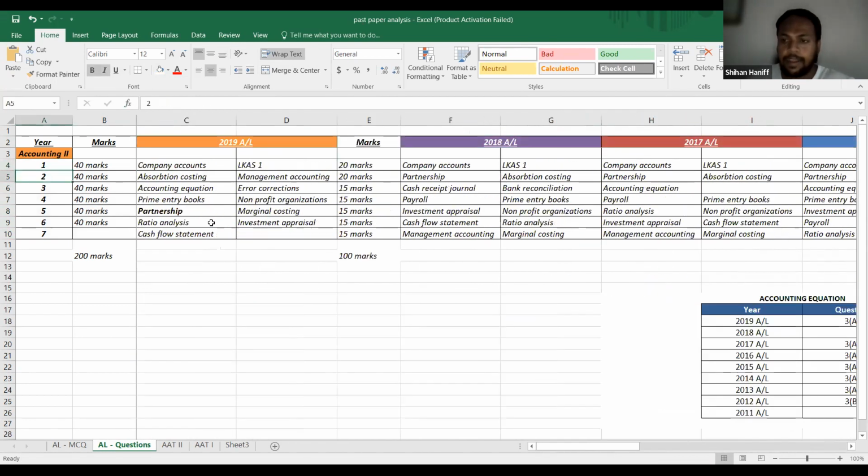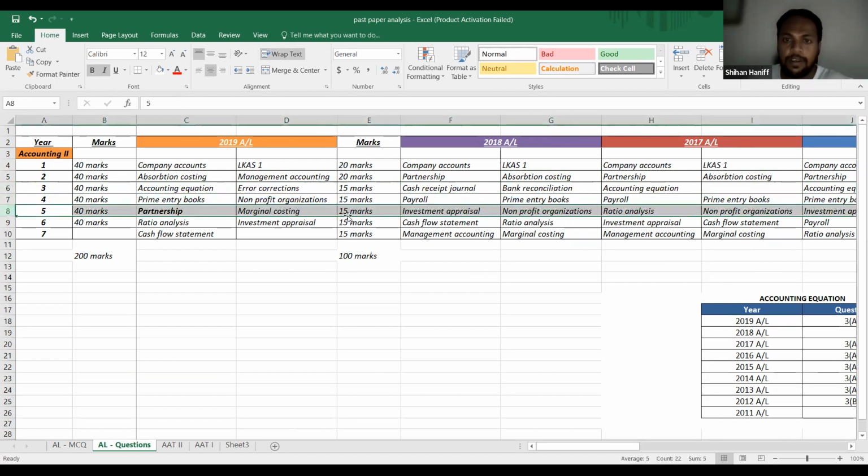Okay, then the second question is absorption costing, management accounting. So mostly you get absorption costing question in the second paper. And third question is about accounting equation. This is about prime entry books, right? Then question number 4 is also mostly you get payroll, non-profit organization, and prime entry books.